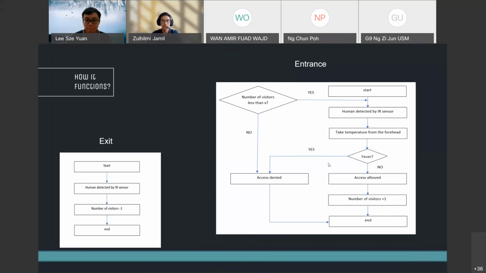The sensor will detect the visitor coming into the premise, and the number of visitors will increase by 1.